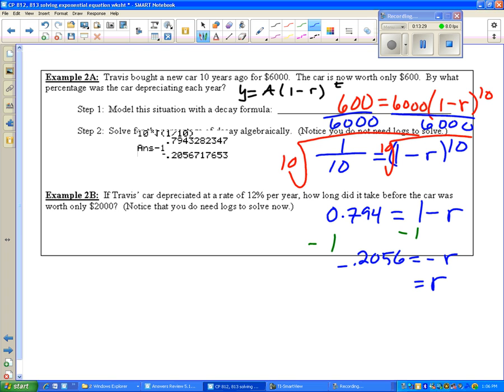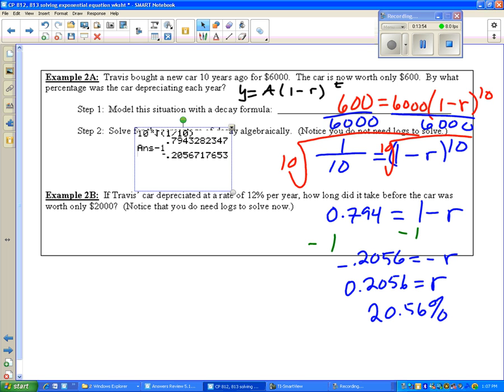So r is equal to 0.2056, or about 20.56%. So my original percent of decay was about 20 to 21% decay. Whoa, that's a lot of decay. But that's what the problem is. That's where I get this from.